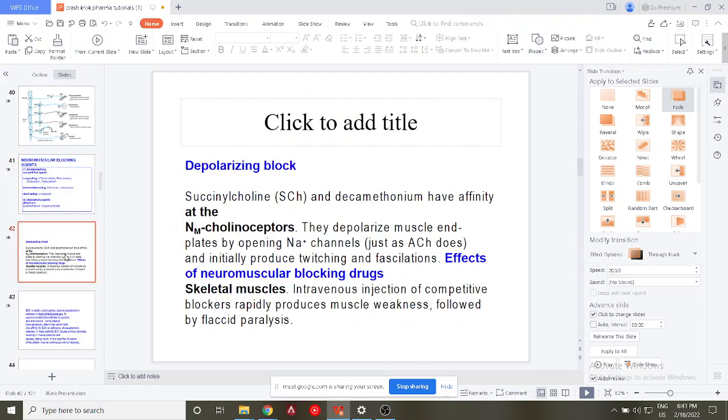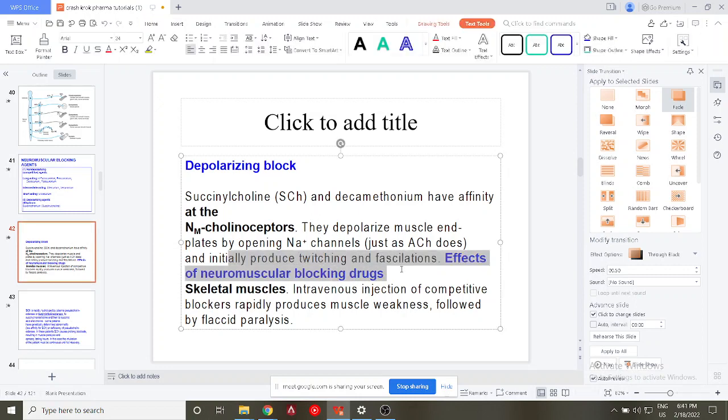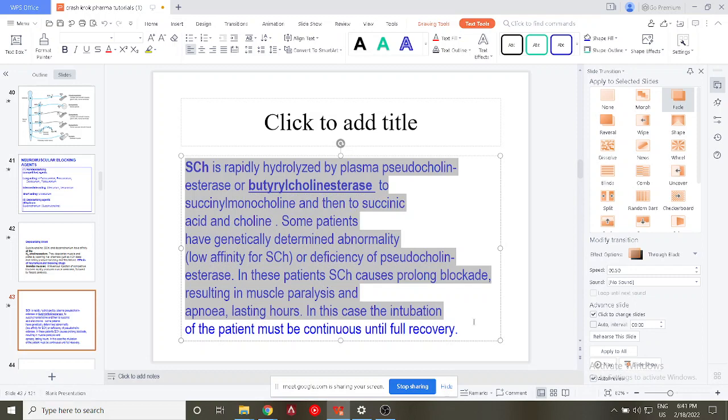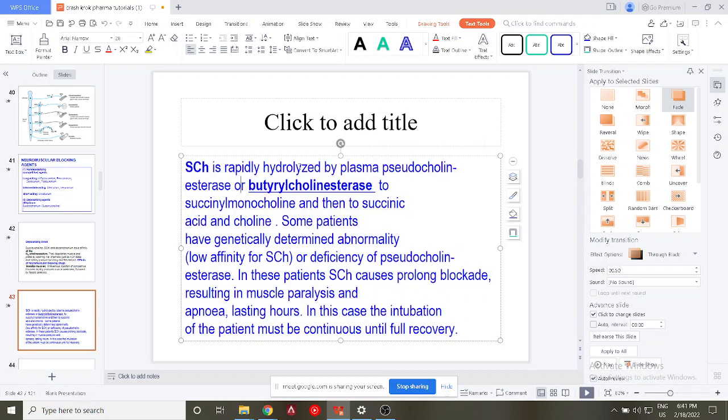Depolarizing blockers like succinylcholine cause initial twitching of the muscles before they cause paralysis. I want you to take note of this point, it's a very important core question. Succinylcholine is rapidly hydrolyzed by pseudocholinesterase or butyrylcholinesterase. You can see either of these words in KROK. If a patient is going for surgery and you inject them with succinylcholine, the pseudocholinesterase or butyrylcholinesterase in the blood is going to break down succinylcholine so that the patient can wake up after 1 hour.